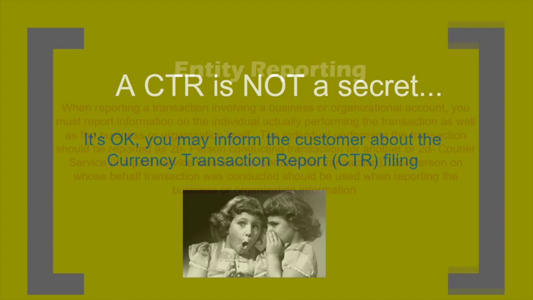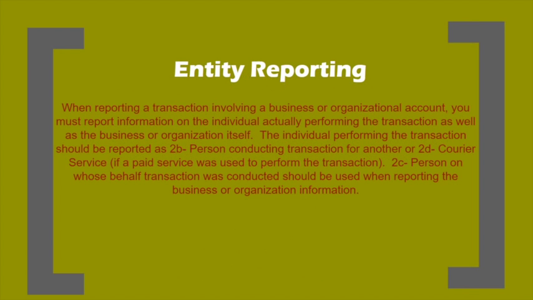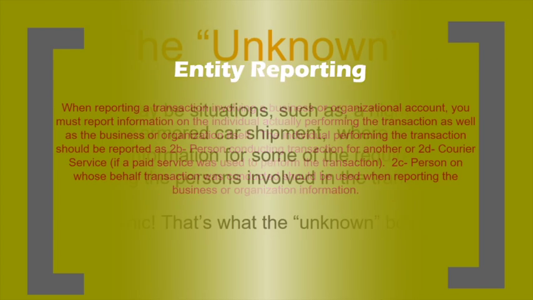Now, when reporting a transaction involving a business or an organizational account, you must report the information on the individual actually performing the transaction, as well as the business or organization itself. The individual performing the transaction should be reported as 2B, or Person Conducting the Transaction for Another, or 2D, courier service if a paid service was used to perform the transaction. 2C, or person on whose behalf the transaction was conducted, should be used when reporting the business or organizational information.